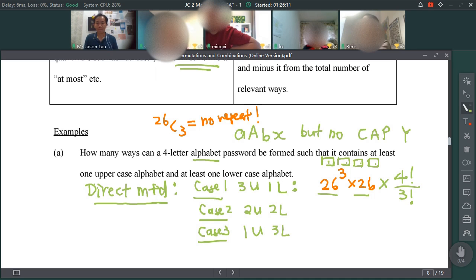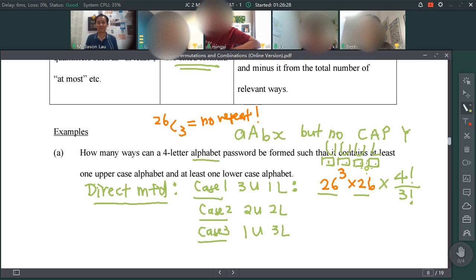Okay. Yeah, the reason why 3 is repeated is because you are now arranging the kinds of objects. So the 3 repeated is for the 3 uppercase. Correct. Okay.